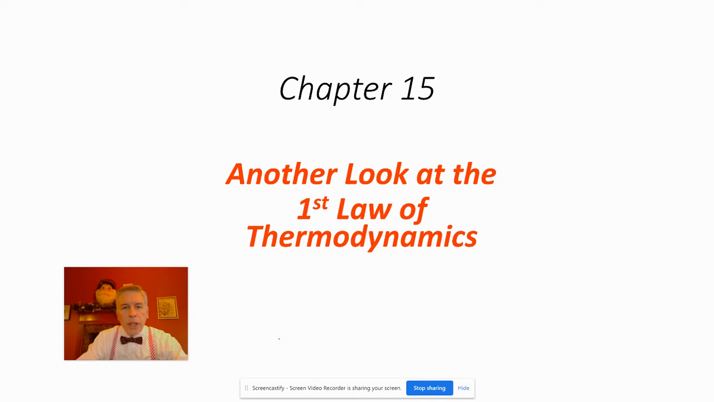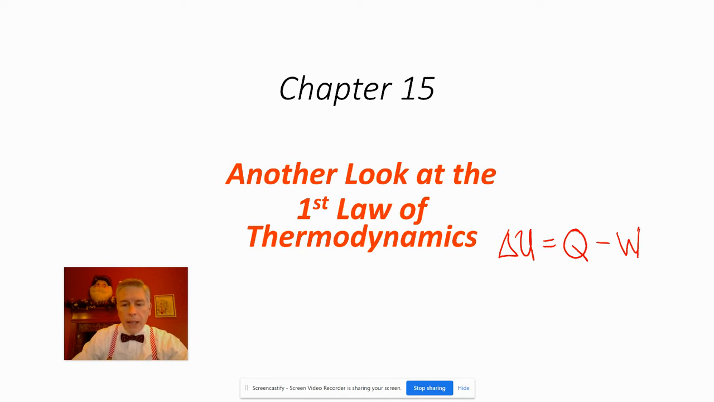Hello everybody, Mr. Hennon here, and I want to take another look at the first law of thermodynamics. And what I mean by this is, yes, I know that we've got a general equation for it. The first law basically says that the difference in internal energy is equal to the Q, the heat flowing in or out, minus the work being done by or on the gas.